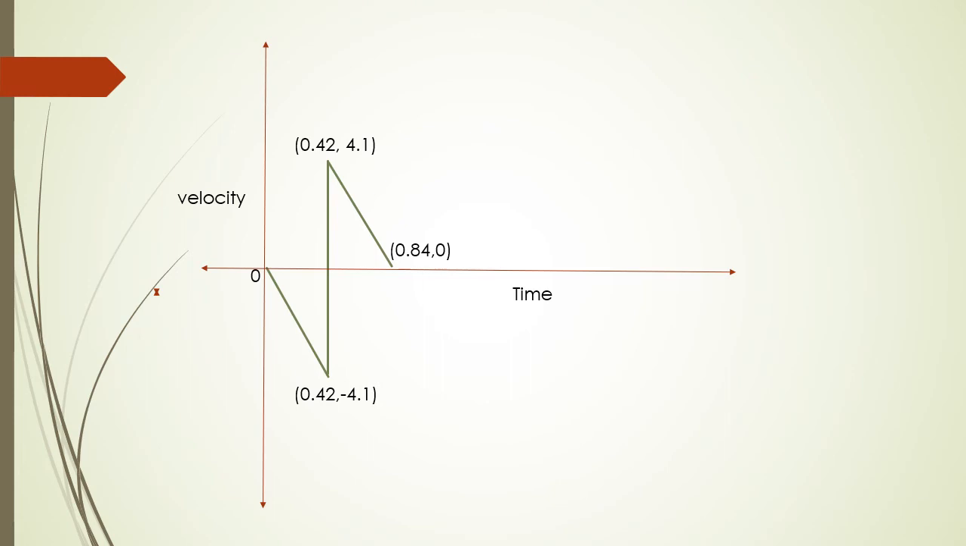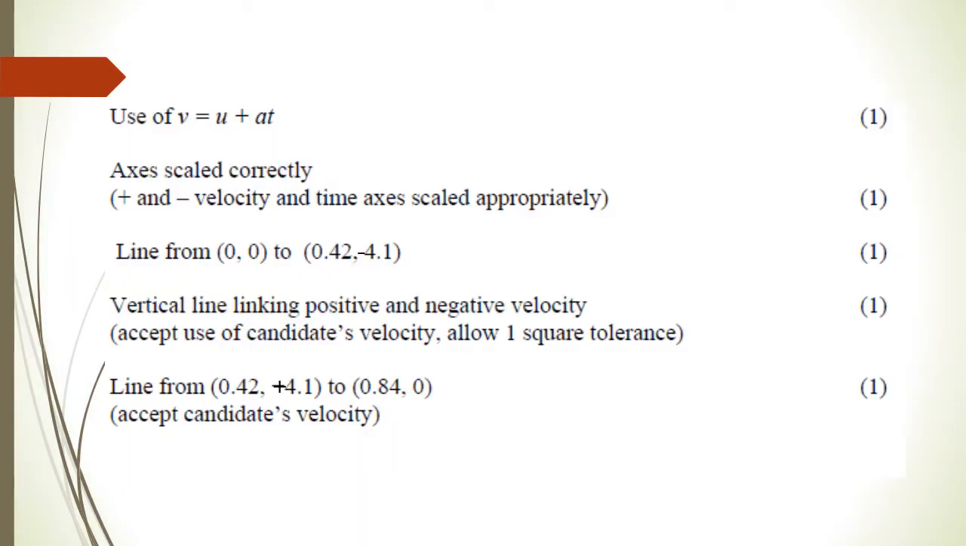The total mark for this question is 5. So we can see what the marking points are, what are the things you have to include in your answer. First point, use of V = U + AT to find the maximum velocity, or the velocity at which it hit the ground. Axis scaled correctly. Velocity axis and time axis you have to scale very correctly. Then first a line from 0 to 0.42, minus 4.1.